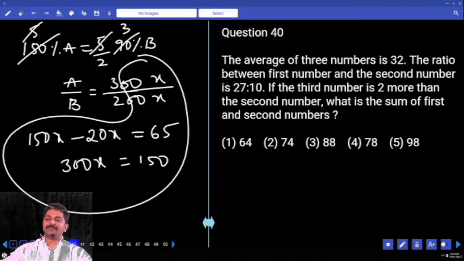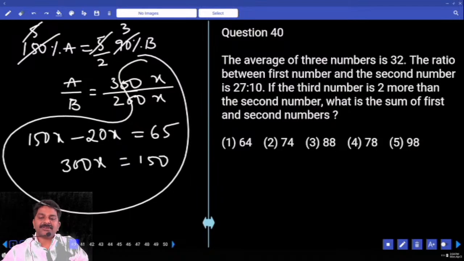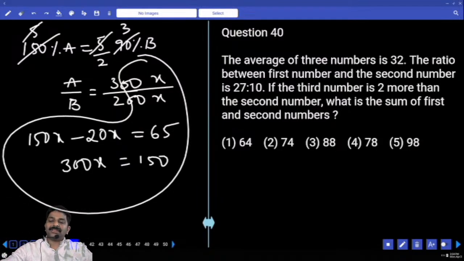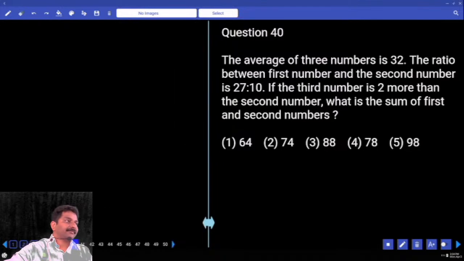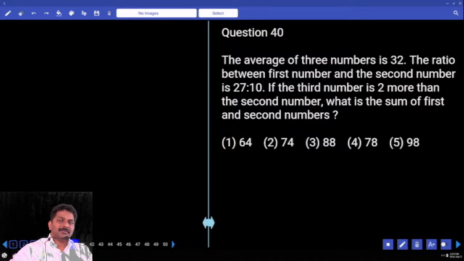The average of 3 numbers is 32. The ratio between the first number and the second number is 27:10. The third number is 2 more than the second number. What is the sum of the first number and the second number? How do you do it? It won't work if you stay silent. How do you do it?